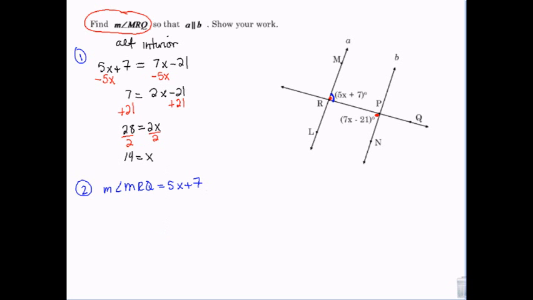MRQ is 5x plus 7. X is 14. So we have to plug that in. So we get 70 plus 7, which would give us 77 degrees.